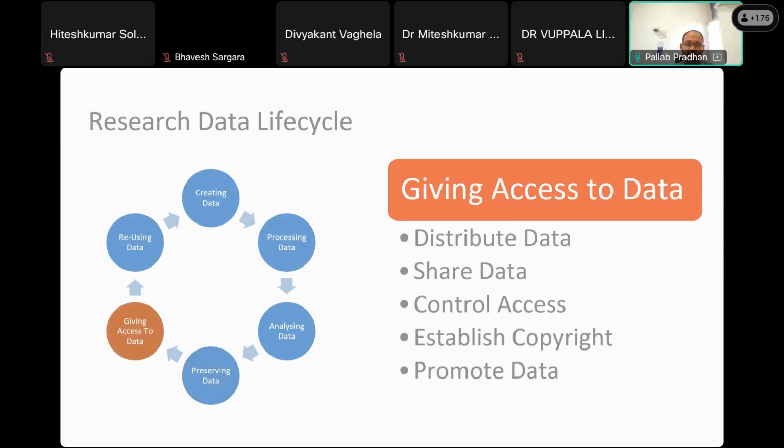Then you need to decide how you're going to provide or facilitate access to your data, for proper sharing. So far, you have created, processed, analyzed, and preserved the data. Now it's time to give the data to others by facilitating access. Here you'll have to specify whom you are giving access to, whether it should be within your organization or outside, and whether it should be closed or open.